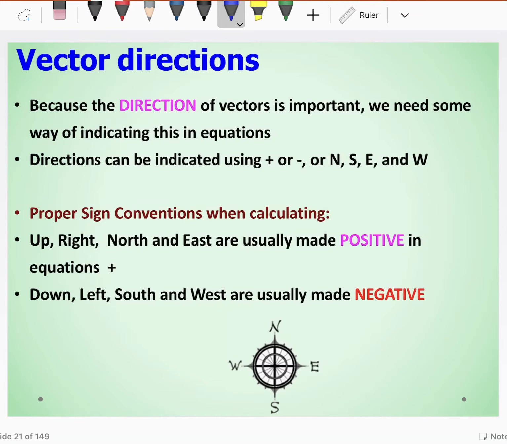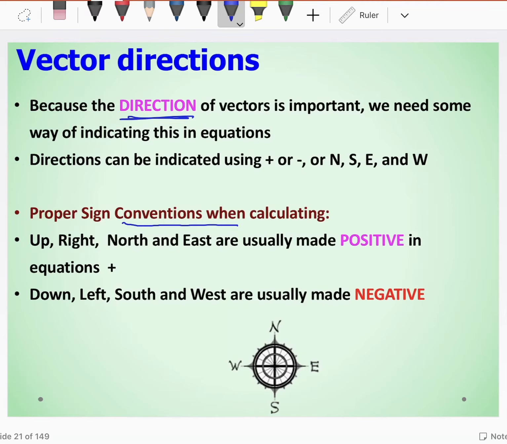So a bit more on vectors then. Vectors, again, direction is important. Oftentimes throughout this unit, we're obviously going to be doing lots of calculations. And when we are calculating or adding and subtracting, we need to have a way of indicating that direction in an equation. So we typically use positive or negative to indicate a direction. There are proper sign conventions, which means they're just the proper, well-known way to do things in the physics world.